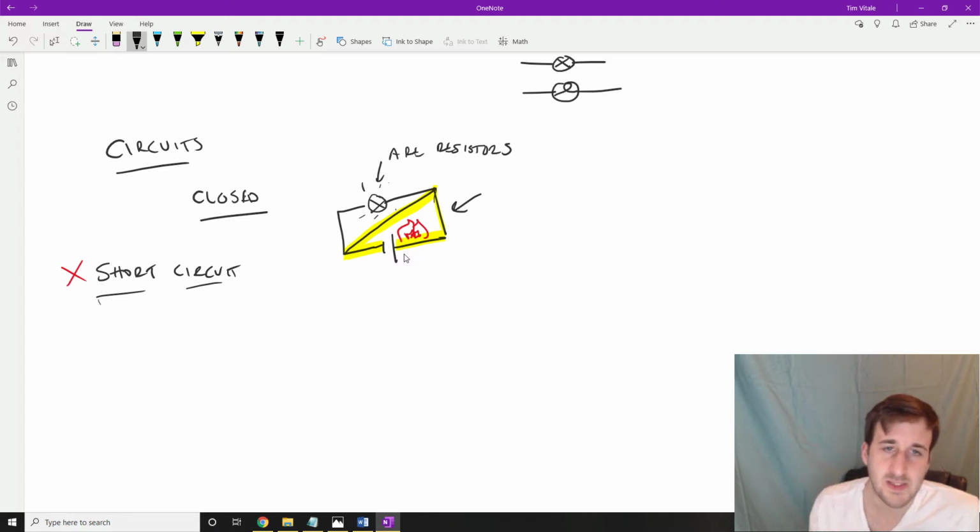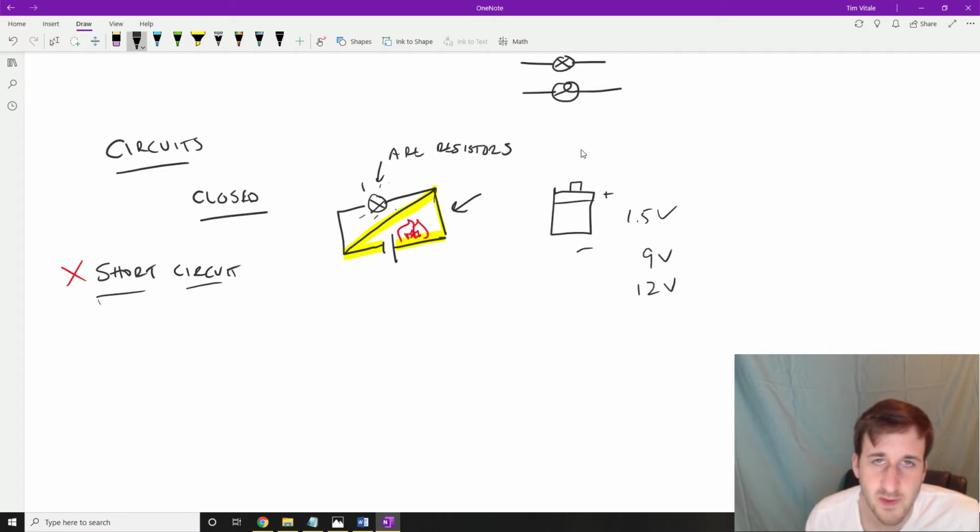So that seems like the basics, like we talked about earlier, how with batteries, this is the positive end, this is the negative end. Most batteries are 1.5 volts. There's a 9-volt battery. A car battery is 12 volts. Not really super important stuff for you to know, but good enough.